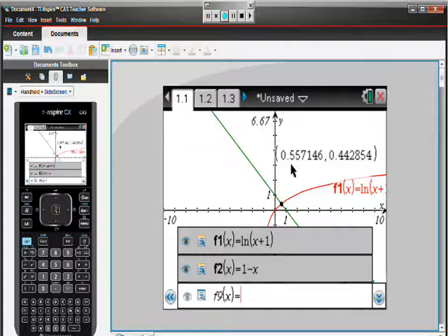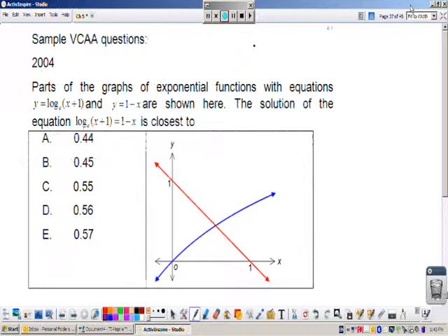Okay, so 0.557146, that's 6 significant figures. So when we go back to the question and have a look, we need to make sure we choose the correct one. So which is the correct one? D. Okay, so 90% of people got the correct answer there. 90% of people chose D.